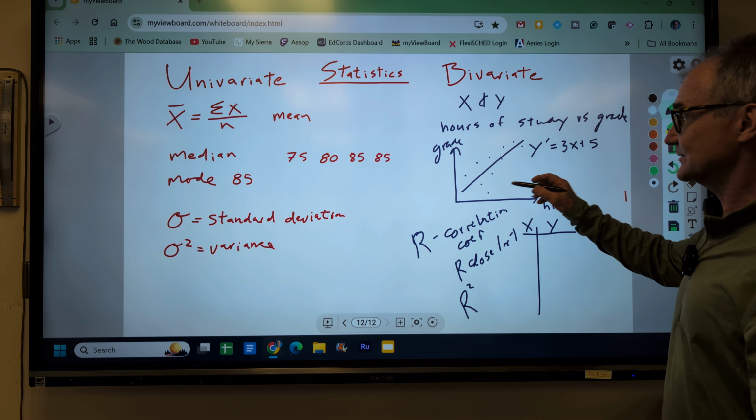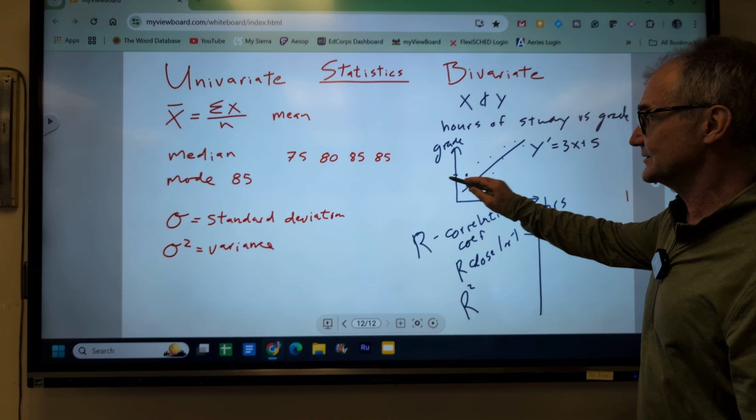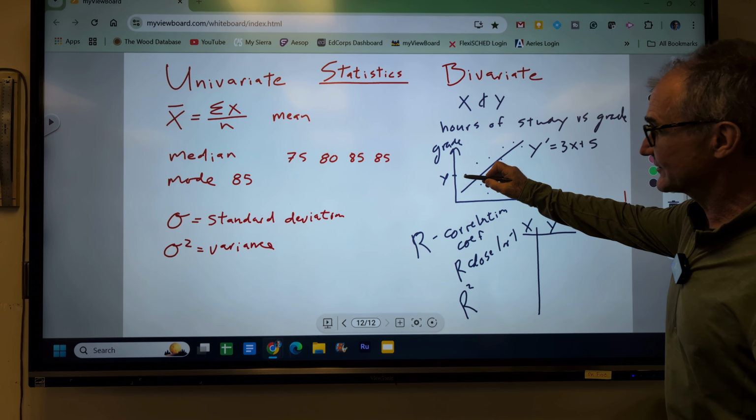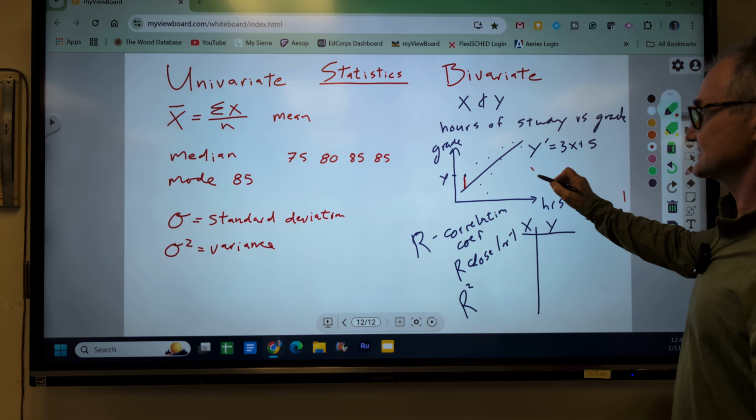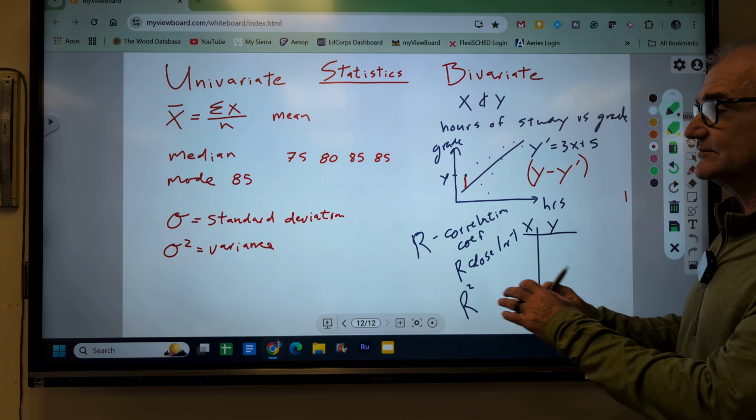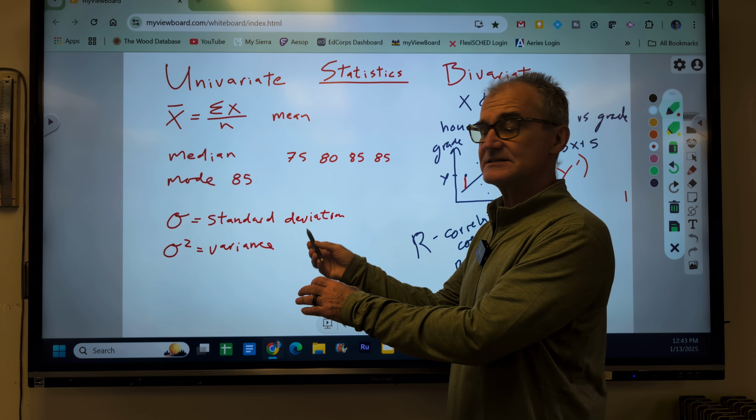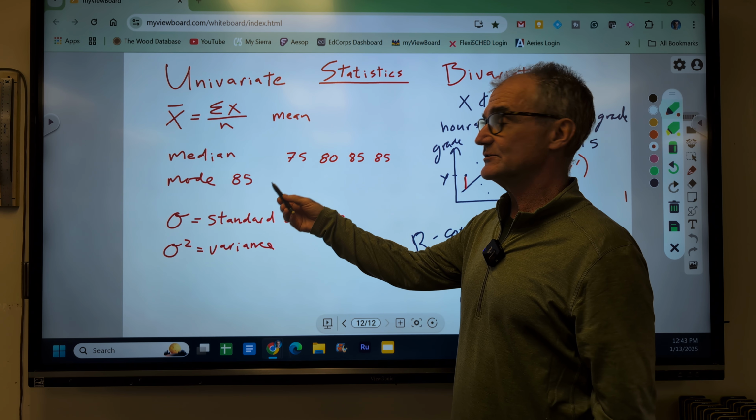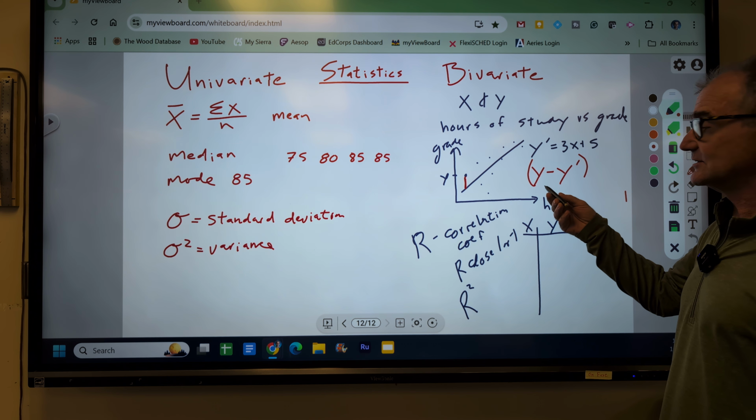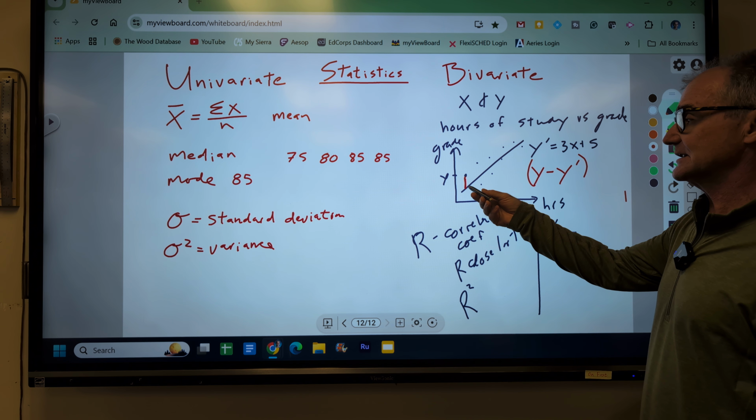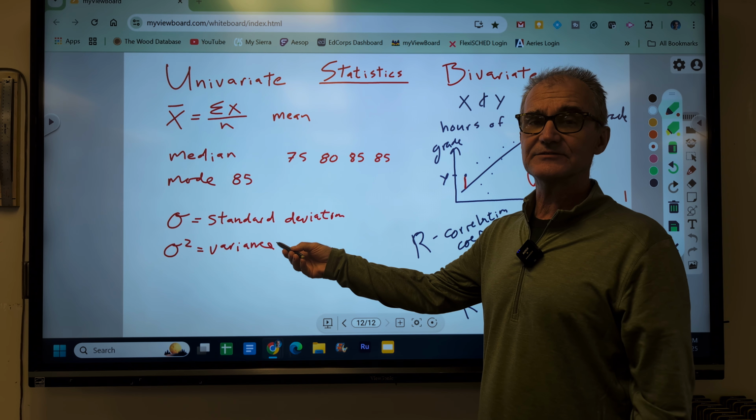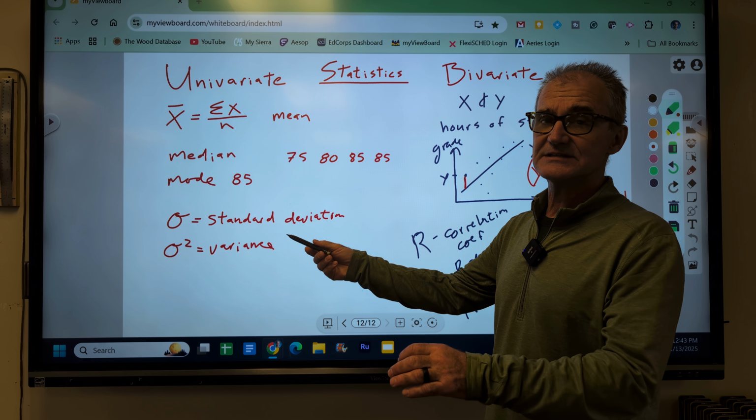The difference between your actual data point right here, this would be its y value, the difference between y and the model, that vertical distance is called a residual, and it's y minus y prime. So in univariate stats, you're looking at a deviation, the difference between your value and the average. In bivariate stats, you're looking at a residual, and you're figuring out how far the data point is from the model.